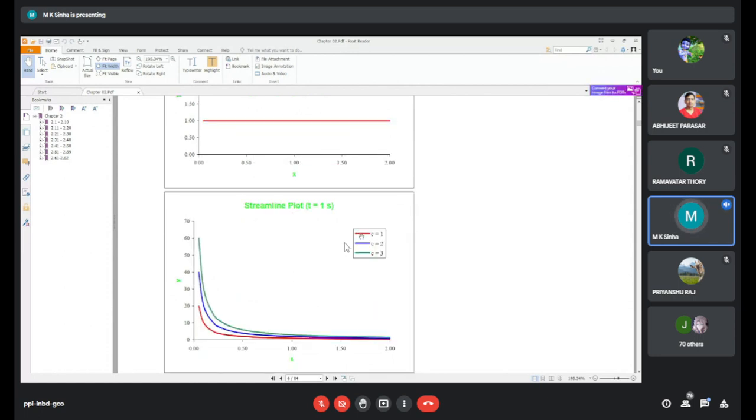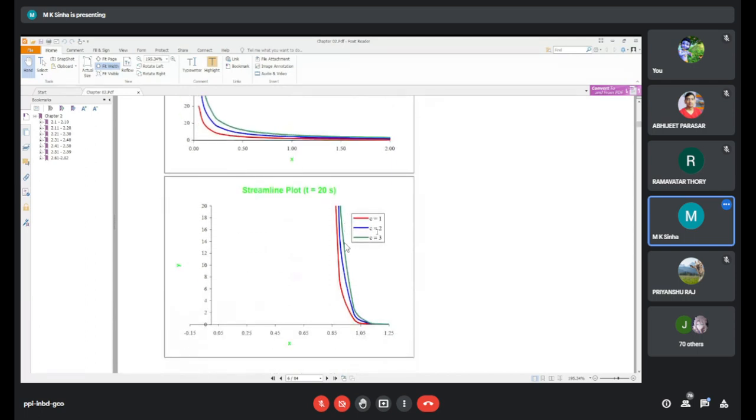So I advise you, it is better in the starting to plot yourself on graph paper, on the computer or manually, whichever resources you have. But at least one or two graphs you may plot from your side, and solve more examples by taking unsolved problems from books. This is the streamline.